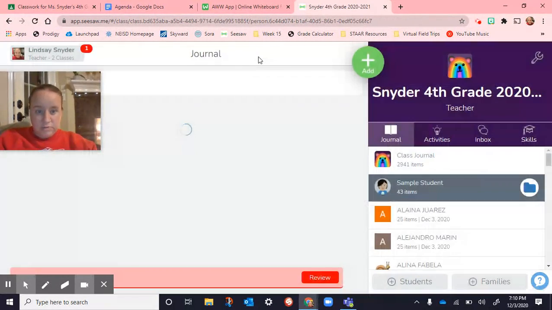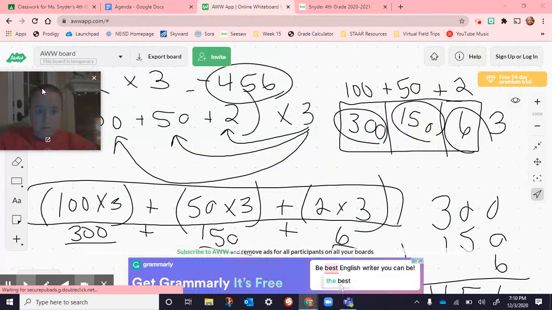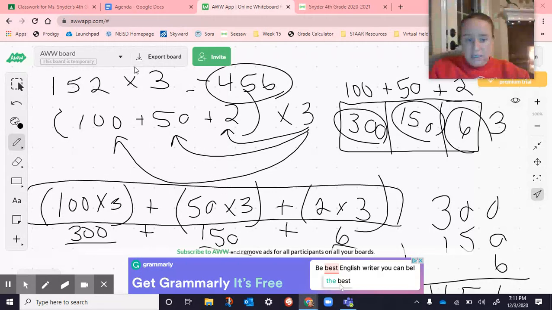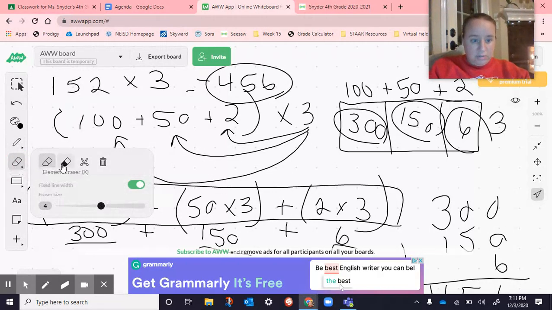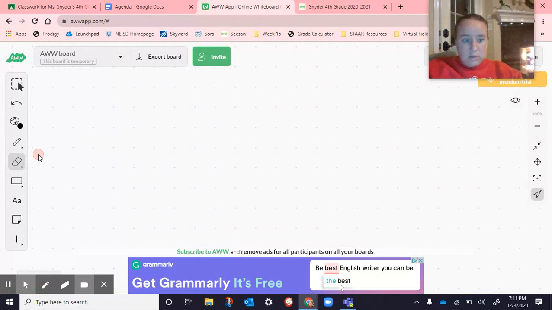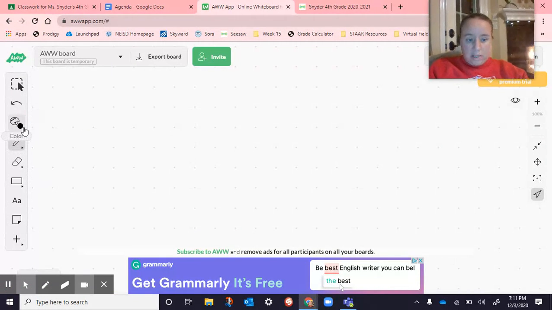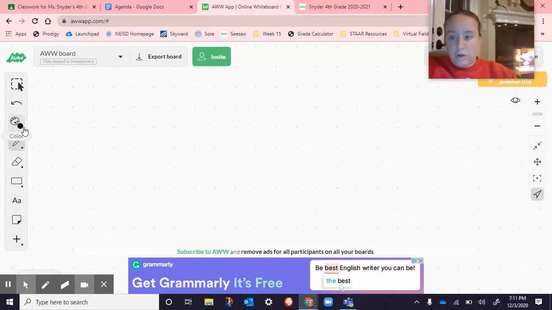All right, so that was writing. So in science today, we drew a picture. Let me erase this. All right, in our notebook we took some notes.